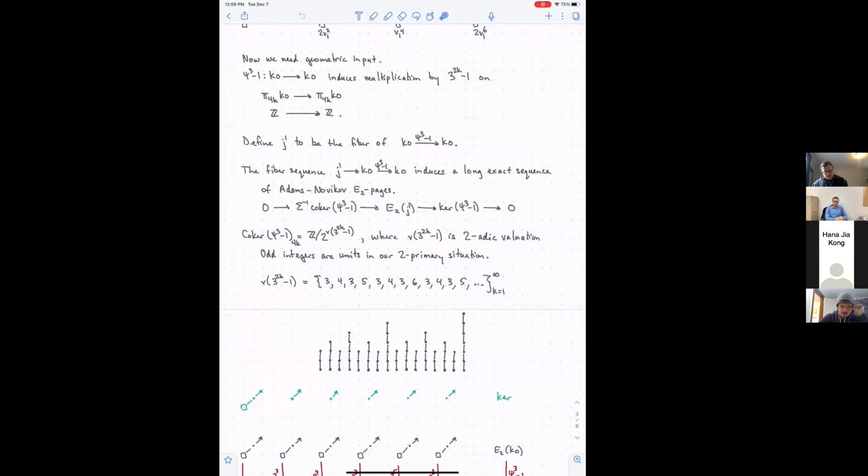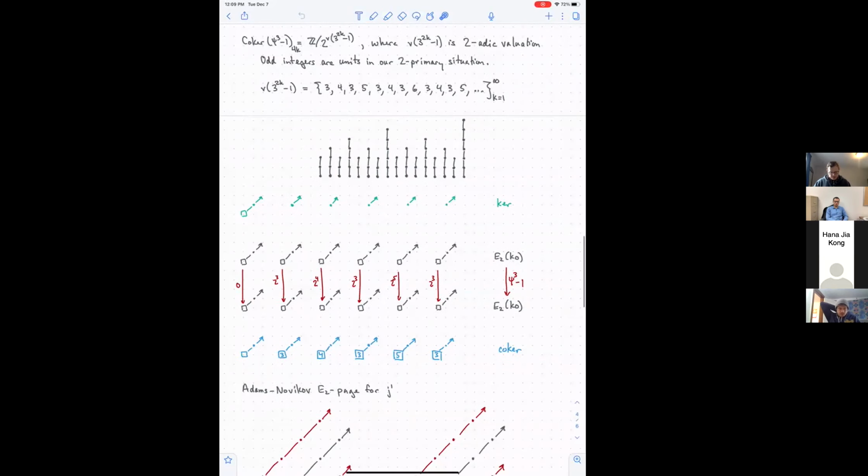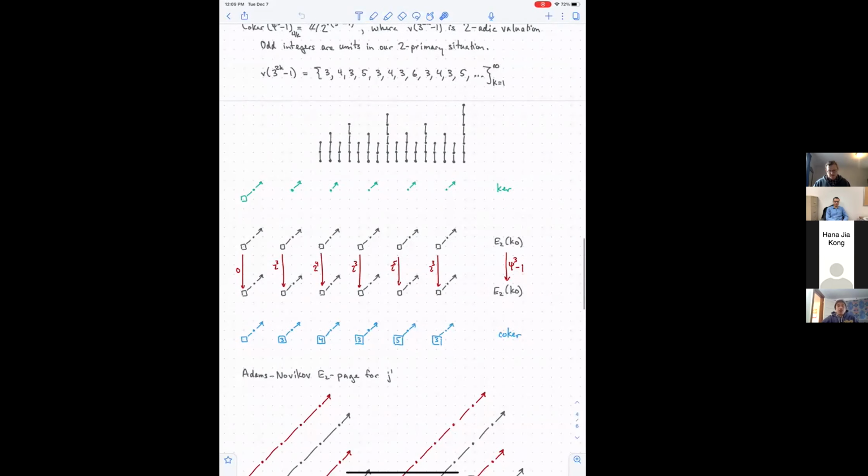So what we need to do is analyze the co-kernel of psi 3 minus 1 and the kernel of psi 3 minus 1. And that's what I've tried to draw in this picture that you see in the middle of the screen. I've tried to do this carefully. I've taken the long exact sequence and written it vertically instead. So here's E2 of KO at this height, and here's the second copy of E2 of KO at that height, and there's the psi 3 minus 1.